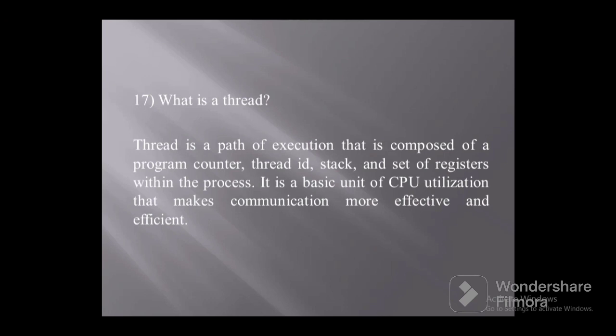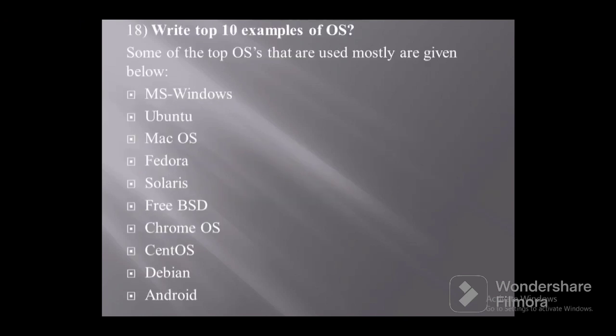What is thread? So thread is a path of execution. See, we know what is program. Program is process in execution, but thread is a path of execution. Okay, the path. Write top 10 examples of OS. So these are some of the examples of operating system: Windows, Ubuntu, Mac OS, Fedora, Solaris, FreeBSD, Chrome OS, CentOS, Debian, and Android.